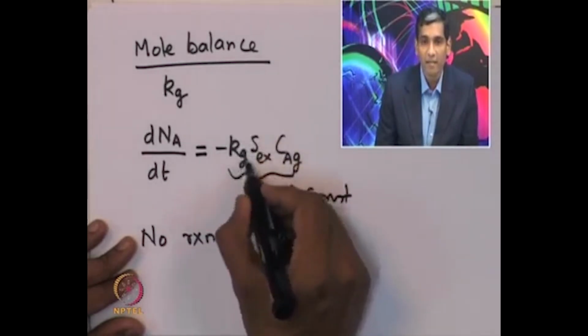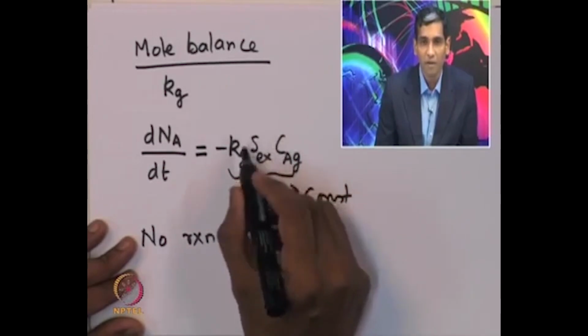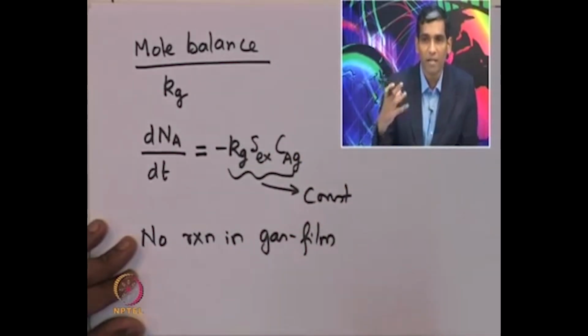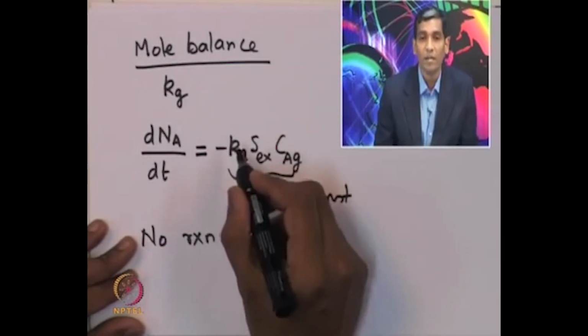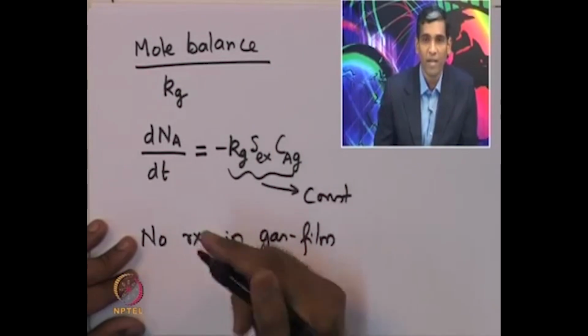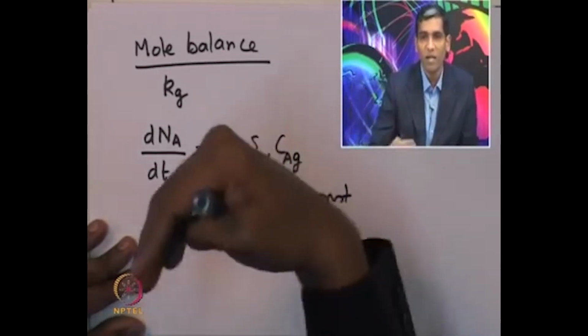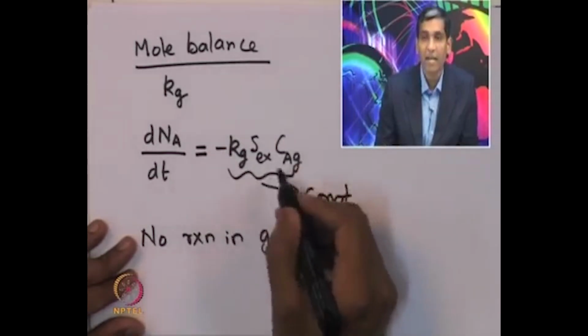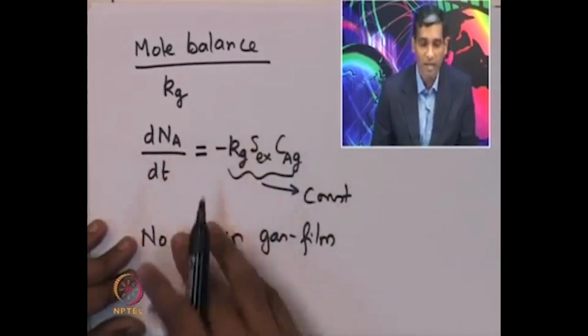S external is the external surface area of the core, and that is expected to be constant because we assume that the particle size is not changing significantly, and Kg is the mass transport coefficient. There are several correlations available to estimate the mass transport coefficient for transport of a particular species from a bulk phase to the surface of a solid core, and CAG can be maintained constant. Therefore, the right hand side of this balance is a constant.